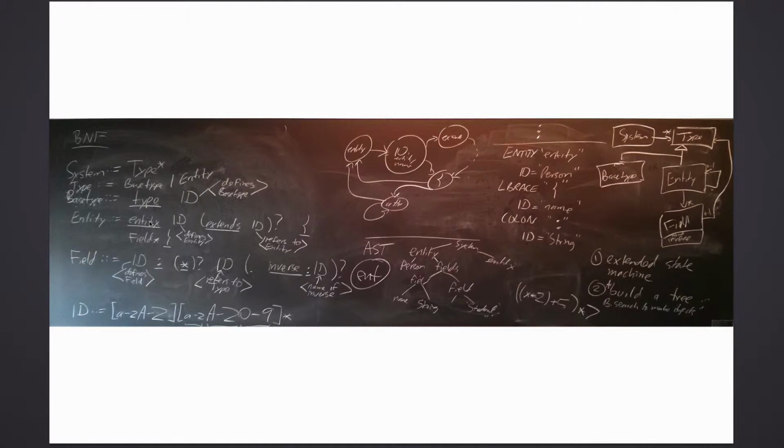But how do we parse? We talked in class, and people had different suggestions. One was to think of it like a state machine. So we start in the state where we want to parse an entity. Then we first parse the keyword entity, then the ID, and then we might either parse extends, whatever, or parse a left brace, and we get here eventually. Then we get inside, parse a bunch of fields, and then we go back here.